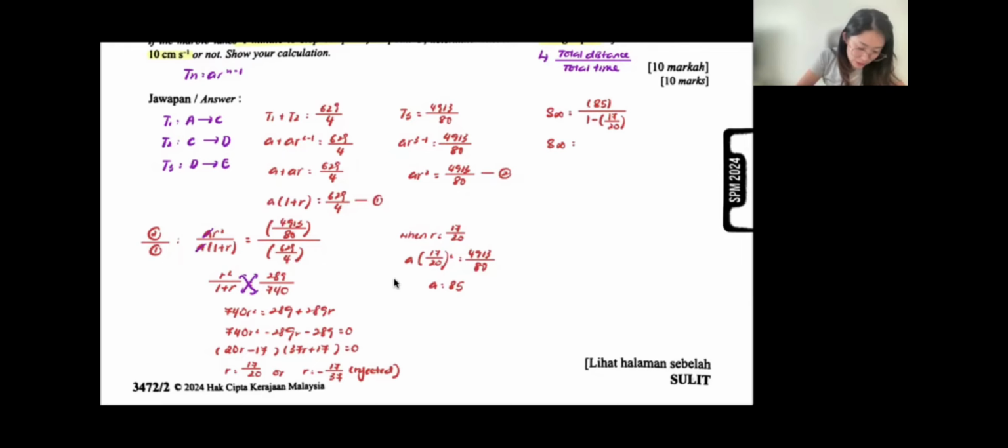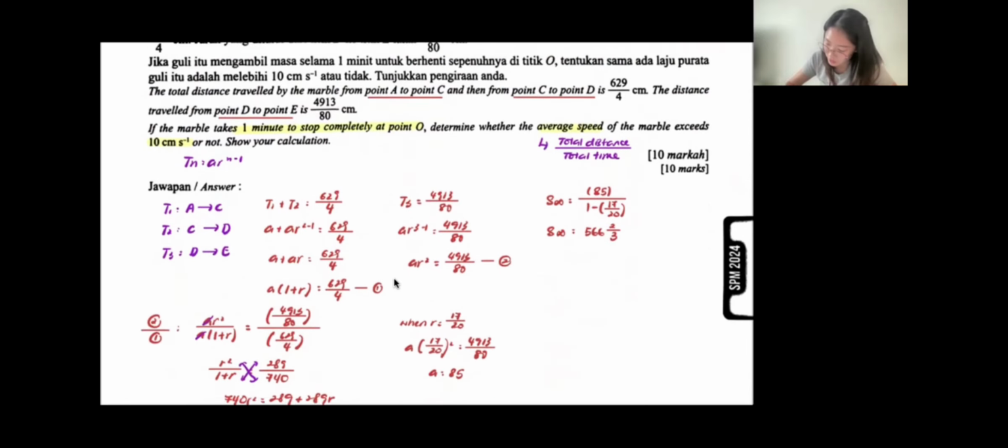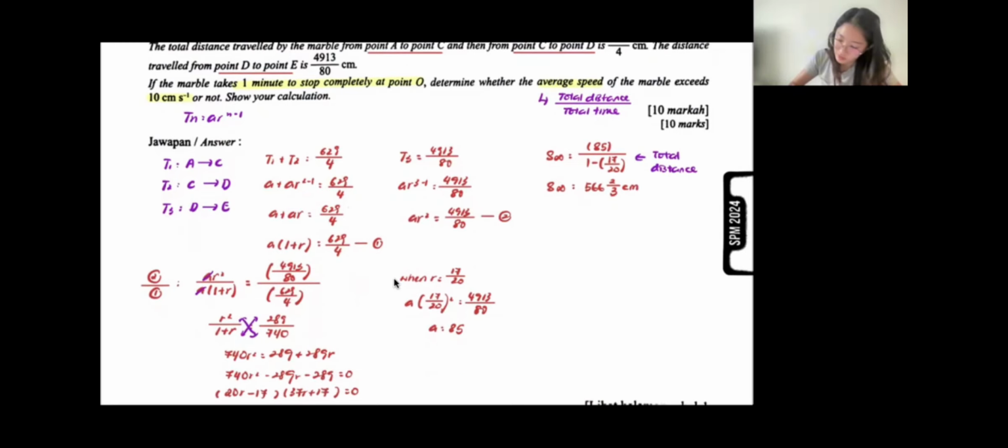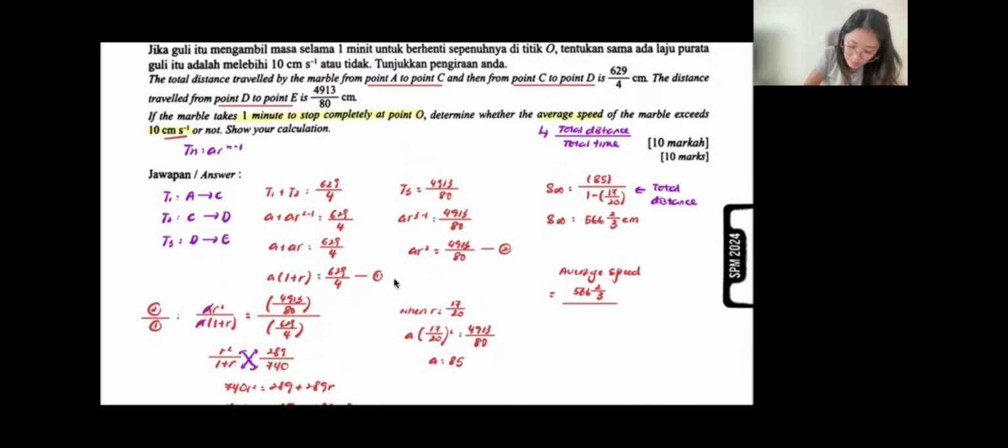Don't write decimals, a bit too long. Write 566 2/3. This is in cm, isn't it? Yes. So this is your total distance. Then we need to find the average speed. Just now I gave you the formula already. Average speed is total distance, 566 2/3 cm, over time. They say cm per second, isn't it?